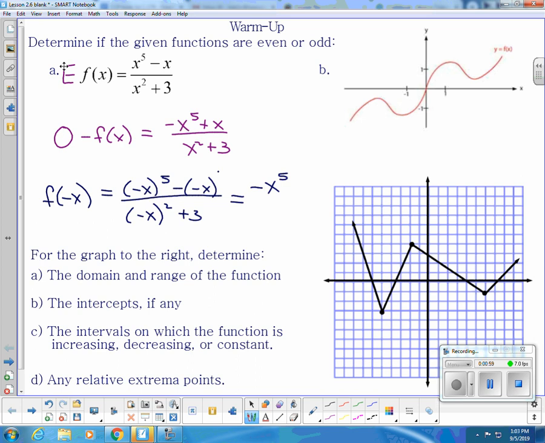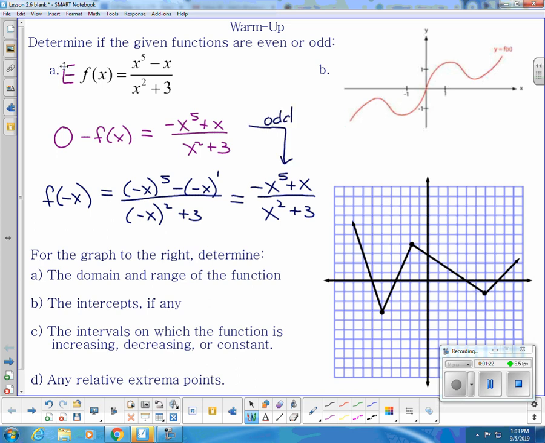Negative x to the first power, the negative stays, but then it has to multiply to the negative that's already there, so that makes a positive. And on the bottom, we have a squared, so it cancels the negative, and it's plus 3. So what does that guy look like, the even or the odd? Odd. Easy enough?